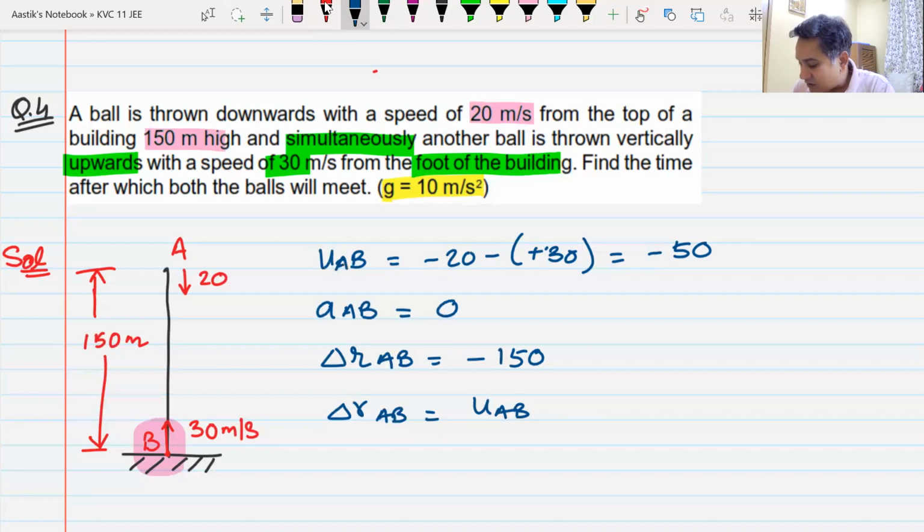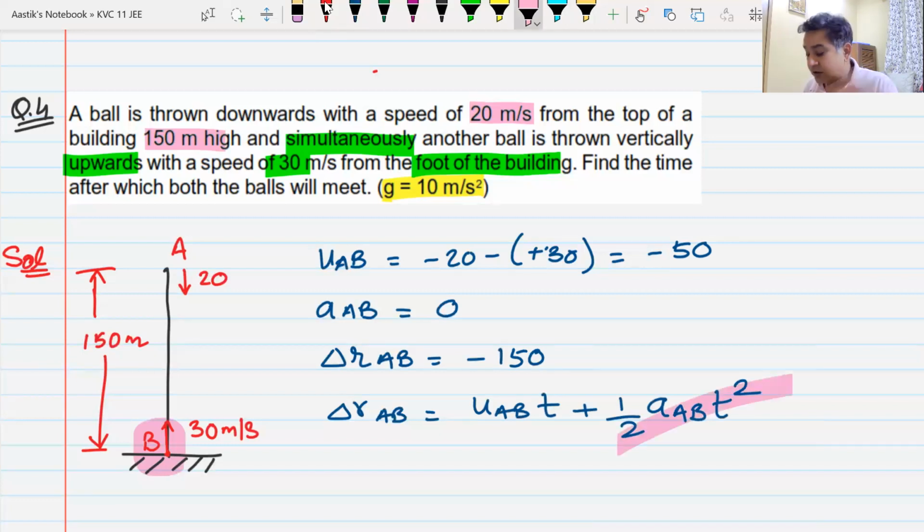If I write initial velocity or final velocity, it doesn't matter, because acceleration is zero. Initial velocity of A with respect to B into T plus half acceleration of A with respect to B into T square. All of us know that this term turns out to be 0. So you basically have to divide the displacement, which is minus 50, by minus 50 per second, and you will end up with the answer: T is 3 seconds.